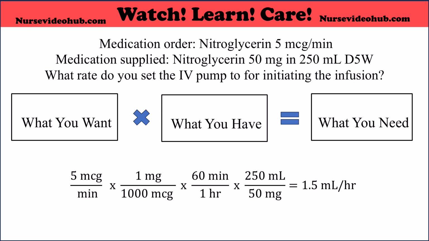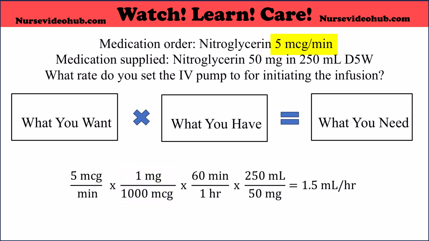Let's start with the initial IV pump rate. Write out the prescribed dose as a fraction, 5 micrograms per minute. The prescribed dose is 5 micrograms per minute, but the supplied medication is in milligrams, 50 milligrams in 250 milliliters of D5W. You need to convert the desired dose from micrograms to milligrams. Add the conversion factor of 1 milligram over 1,000 micrograms to the equation.